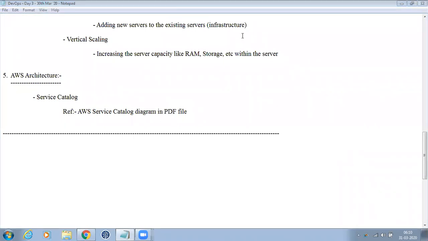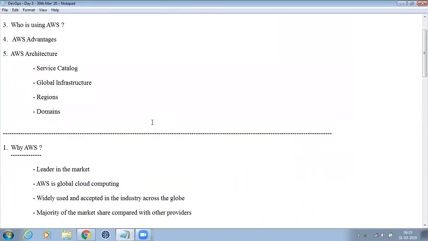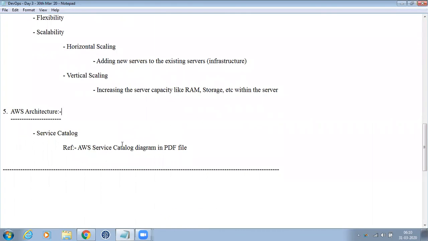So yesterday we tried to understand why we need to go for AWS. What is AWS? Who is using AWS? And advantages and some of the architectural concepts. In that we understood what the service catalog is and what geographic components it has. It has connections with regions, availability zones, edge locations, and global infrastructure. I thought of showing you that.